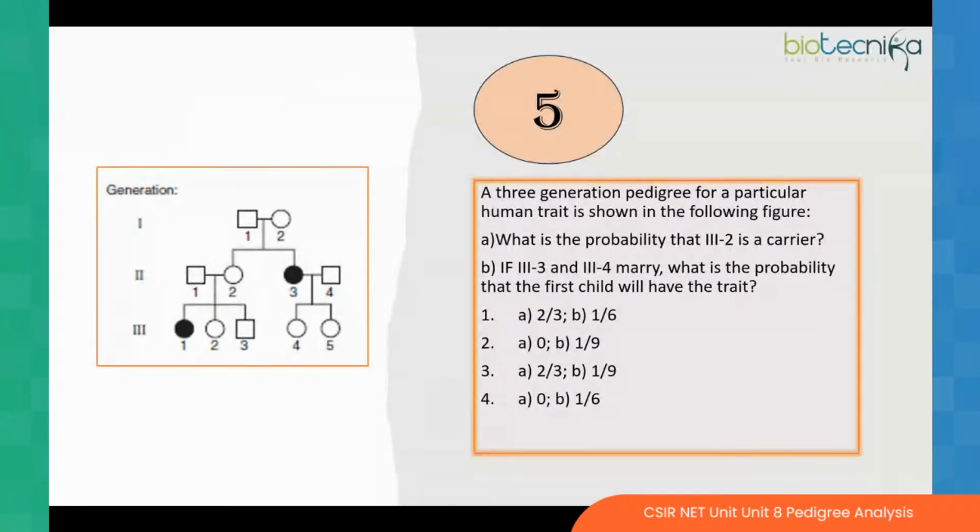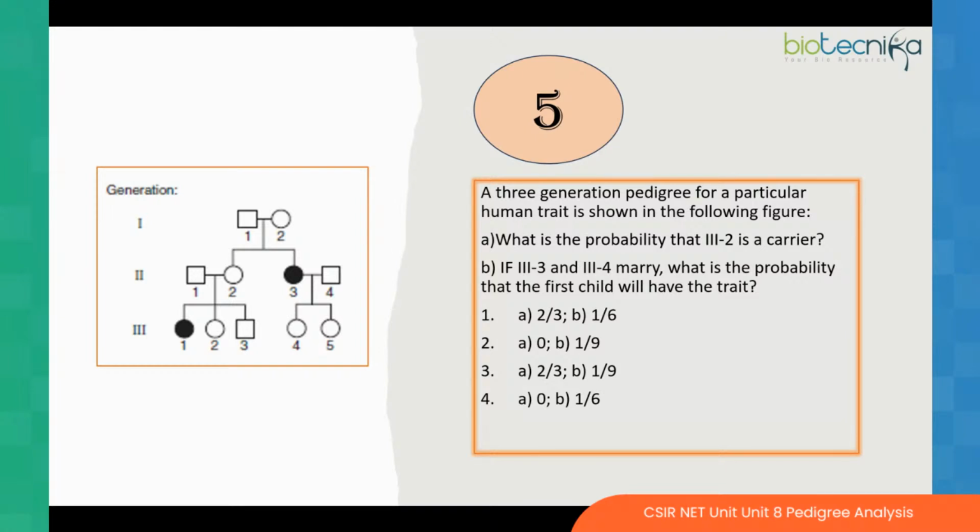Okay. Moving on to the next question. Now, this is a type of question which used to come very frequently earlier in the CSIR NET exam, in which a pedigree chart will be given, and you have to find out the mode of inheritance, or you have to find out the probability that a particular individual will be affected with the trait.